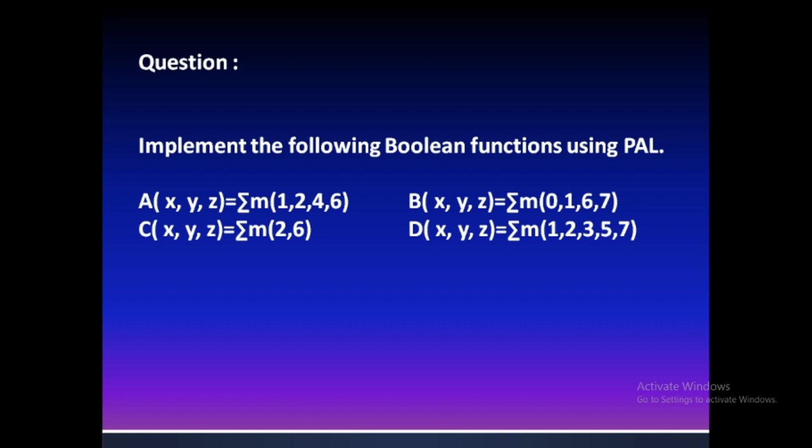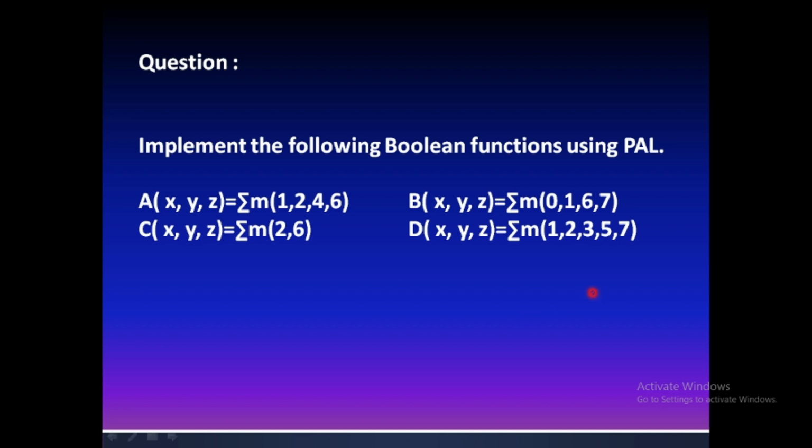We know that in case of a PLA, both the AND and the OR arrays are programmable. Whereas in PAL, our OR array is fixed and our AND array is programmable, right? We had discussed this in a previous session. Also, we had solved a problem on PLA.